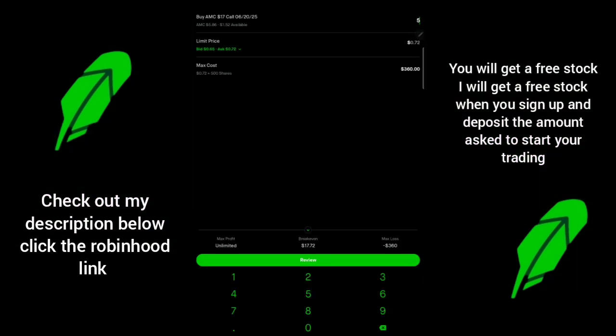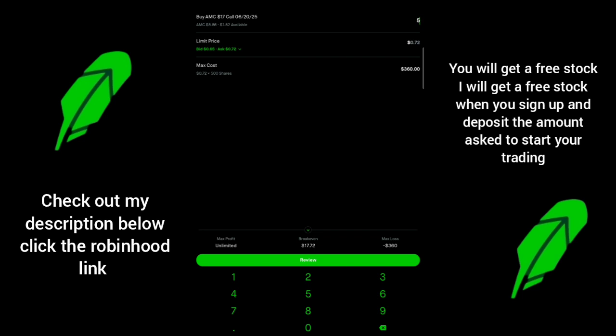And as you can see at the bottom here, max profit is unlimited. Your break-even price will be $17.72. That's what it has to be within 2 years in order so you don't lose any money. And your max loss can only be $360, the amount that you pay for it.